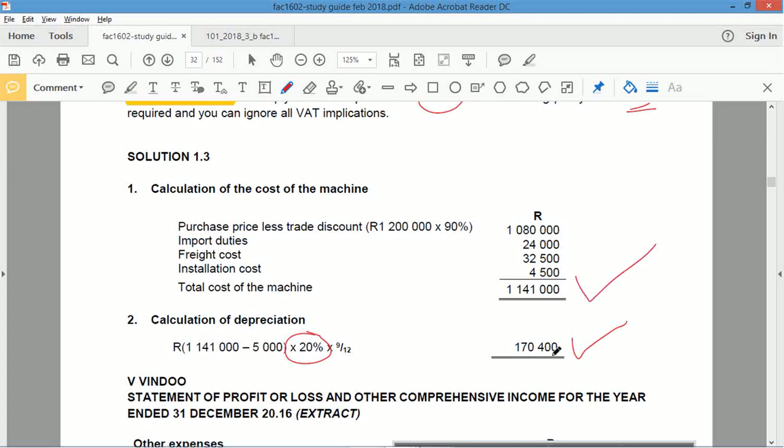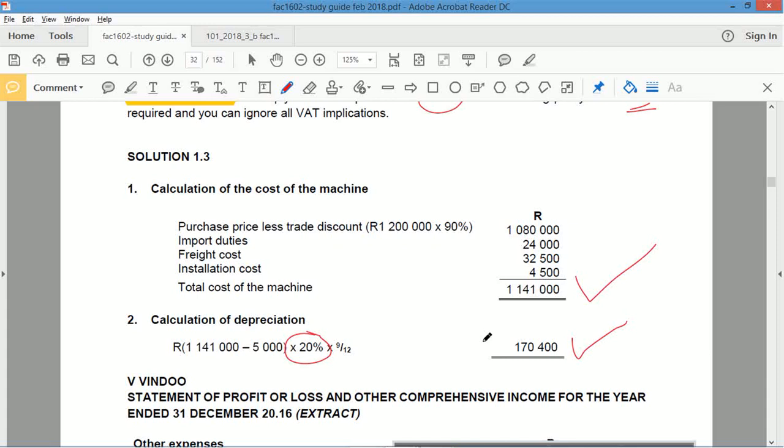Did you get 170? No. Okay, let me try again. Something went wrong. Put brackets if you need to. Open brackets. 141,000 minus 5,000, close brackets, times 20%, times 9 over 12. Okay, that's better. So what does that represent?